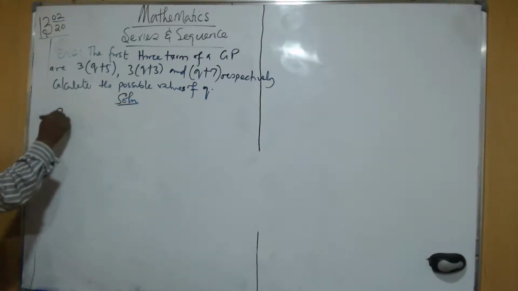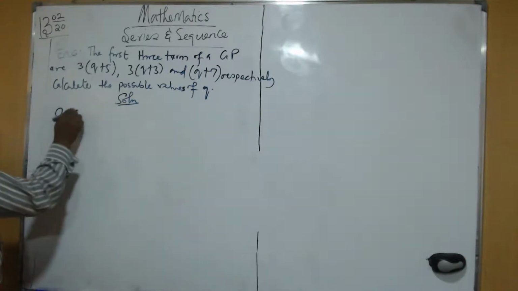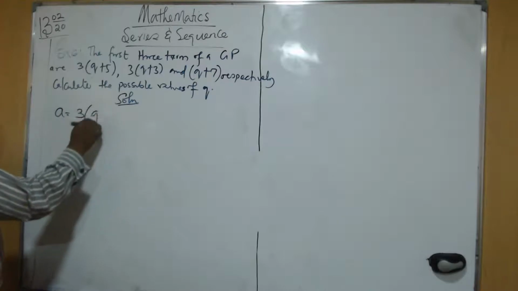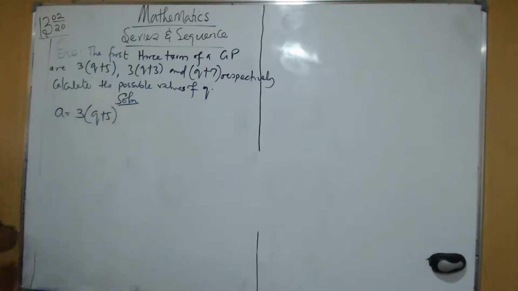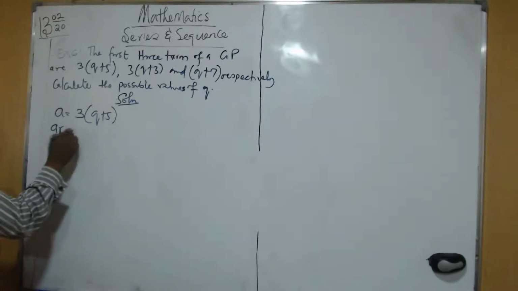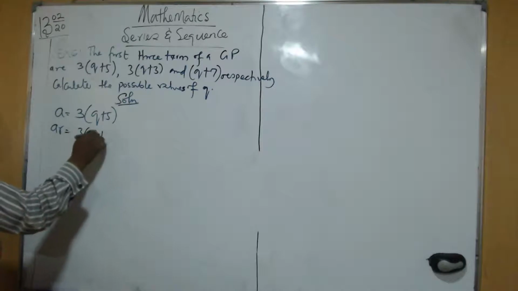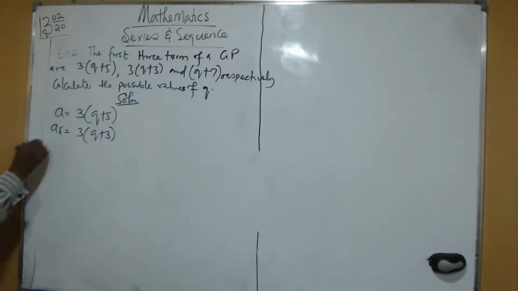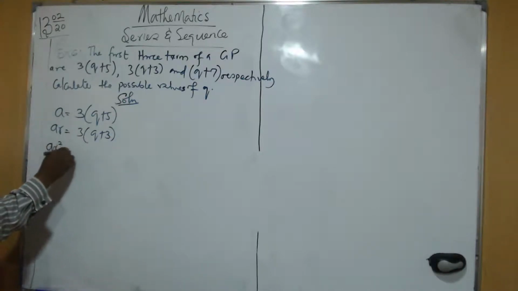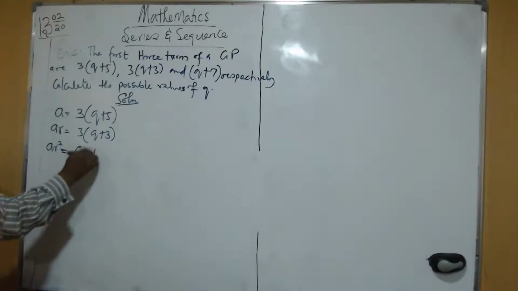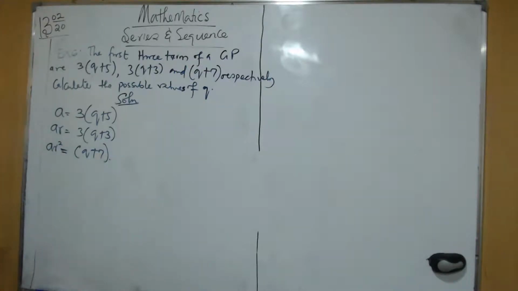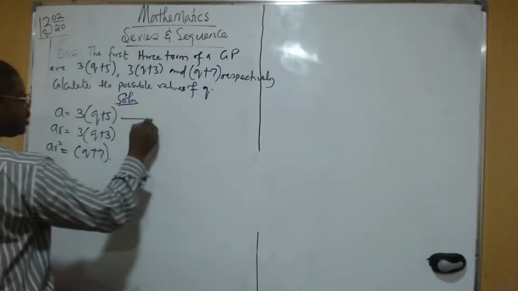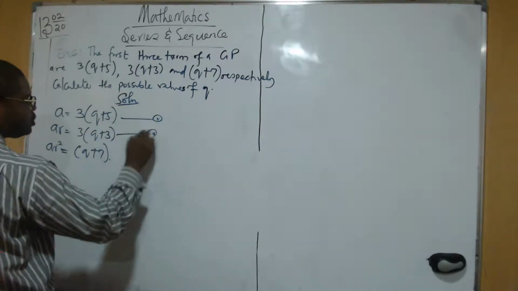Solution. Now having a being the first term, we have 3(q + 5). Now ar, that's the second term of the progression, we have 3(q + 3). And the third term, we have ar squared equals q + 7. So this becomes Equation 1, and this becomes Equation 2.